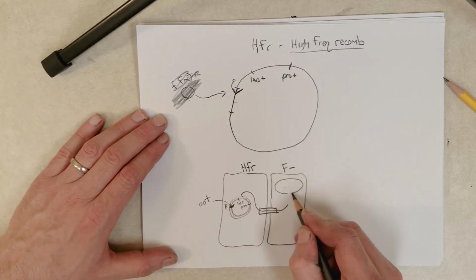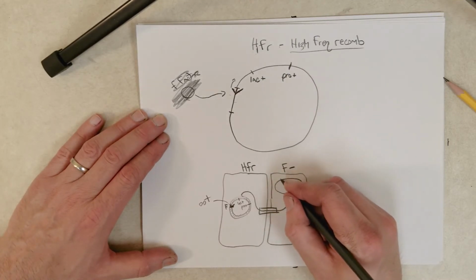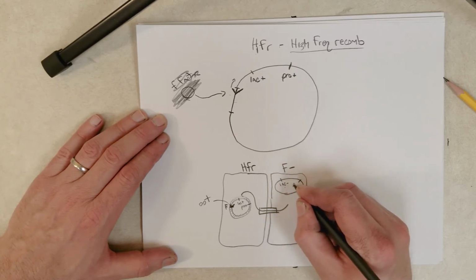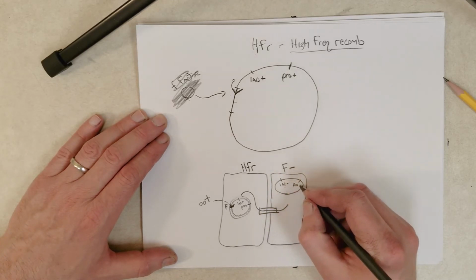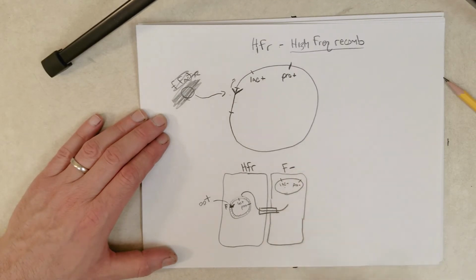And okay, here's the chromosome in the F- strain. And let's say the F- strain, let's call this one lac minus. It has a copy of the lac gene, but it's a mutated copy. And it has a copy of the pro gene, and it's a mutated copy.